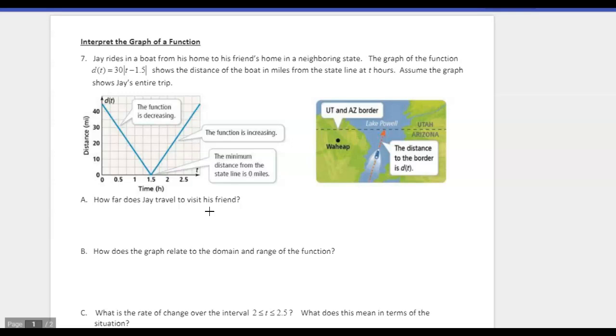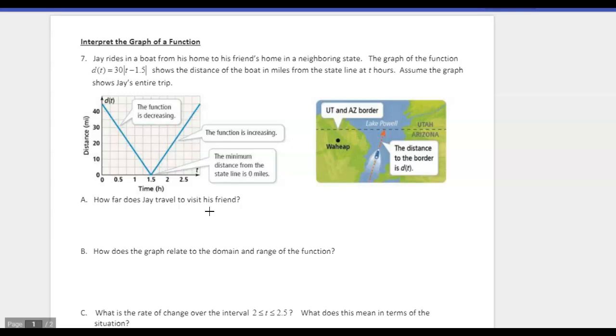So it says Jay rides a boat from his home to his friend's house in a neighboring state. The graph of the function 30 times the absolute value of t minus 1.5 shows the distance of the boat in miles from the state line at t hours. Assume the graph shows Jay's entire trip. Okay, so remember, he's going to a neighboring state.